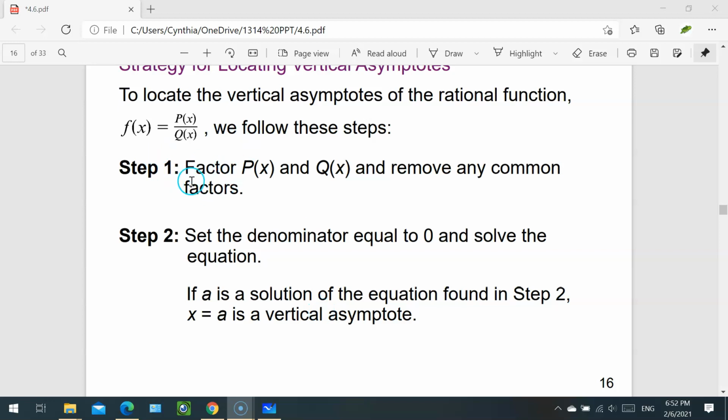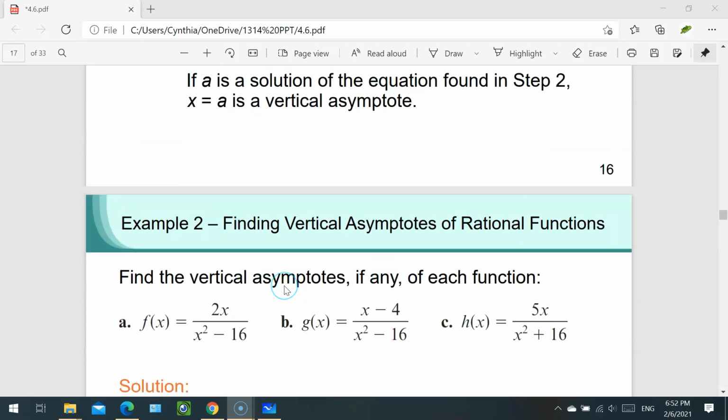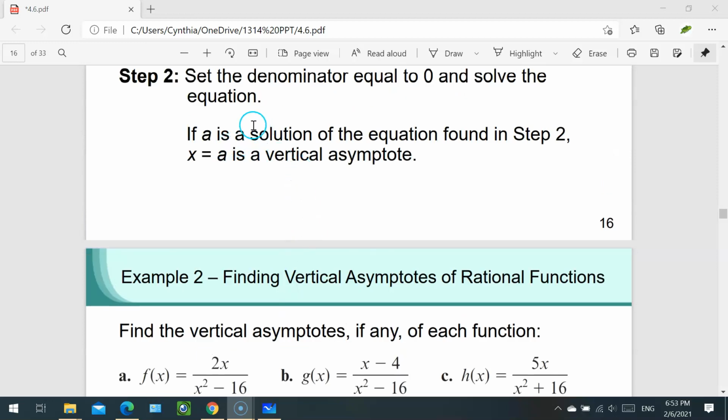So you have to get the simplest form of your rational function, and then you set the denominator equals 0 to find the vertical asymptote. And this is the same step when you're finding the domain of your rational function. But the domain, we use the interval notation to represent it. Vertical asymptote, we use the equation x equals something to represent it.